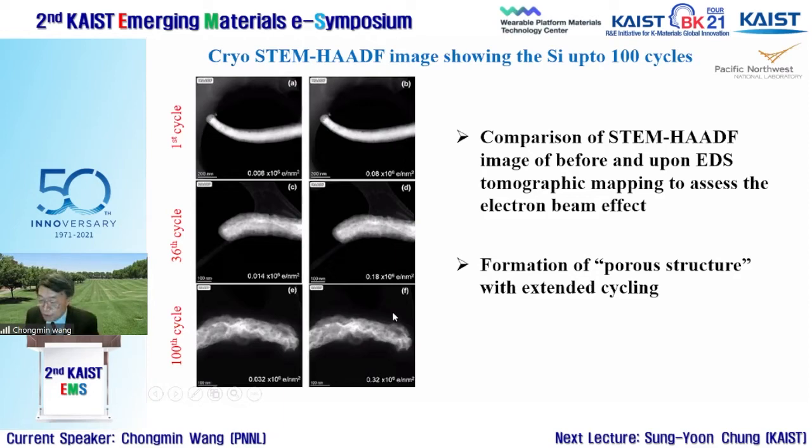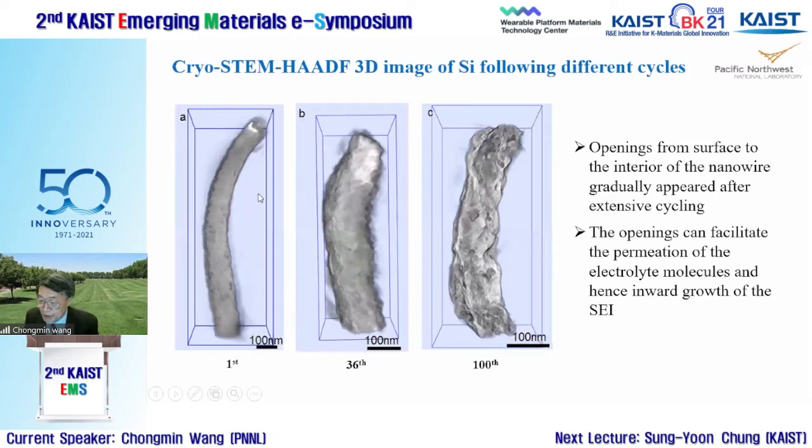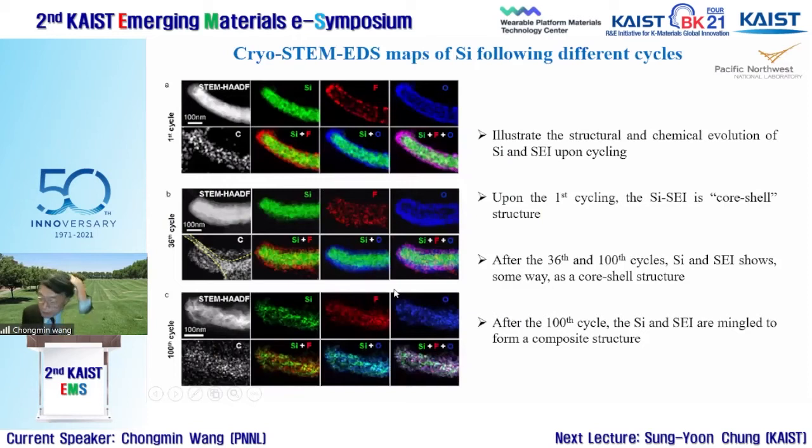With 3D elemental mapping and this kind of tomography, we actually build up in 3D to see what the structure looks like. The first cycle, the 36 cycles, and the 100 cycles: you can see the tomographic reconstruction to show what's going on here. If you map the elemental distributions, fluorine and oxygen are typical elements from the electrolyte. So this can be used as a signature element, mapping the SEI layer in here.